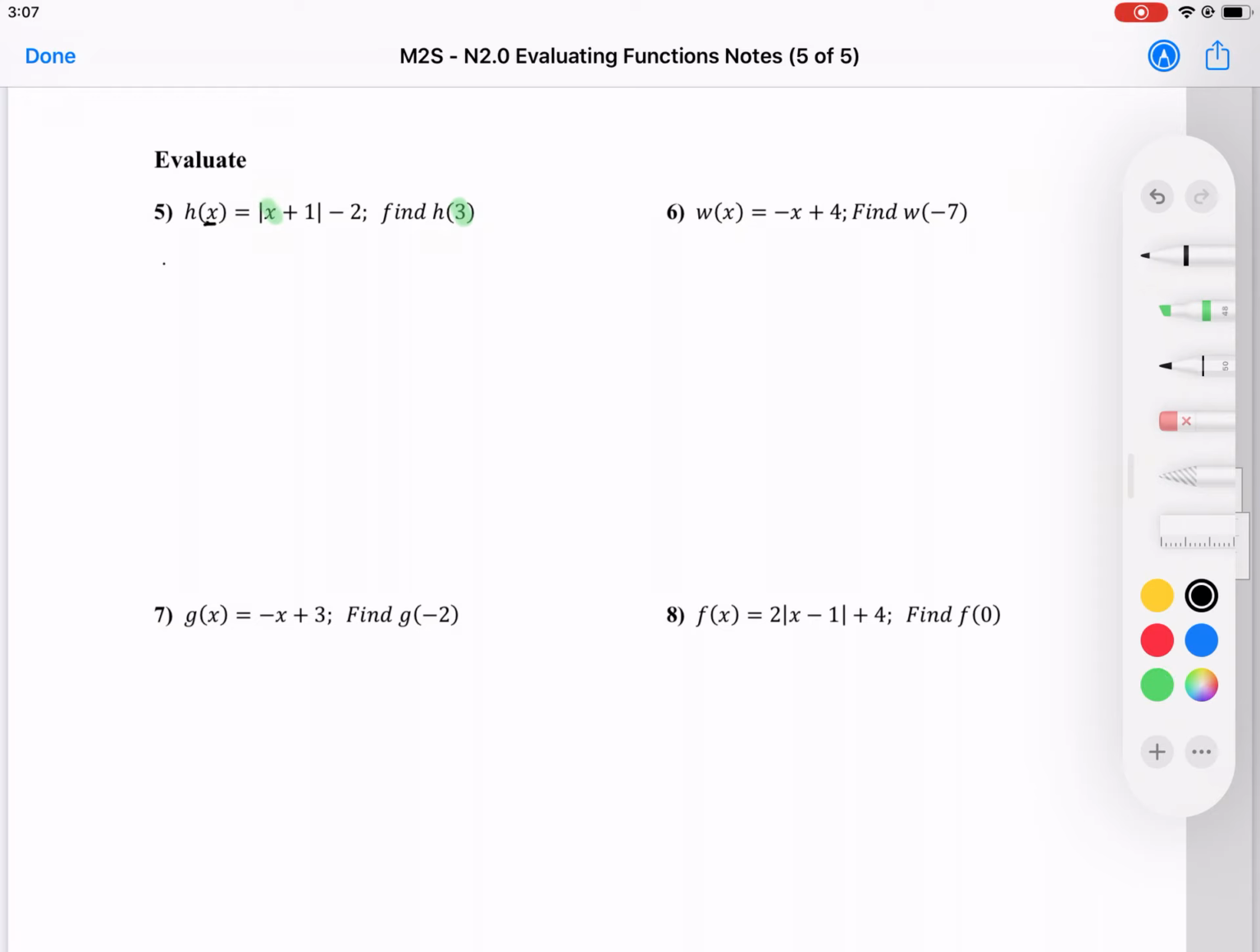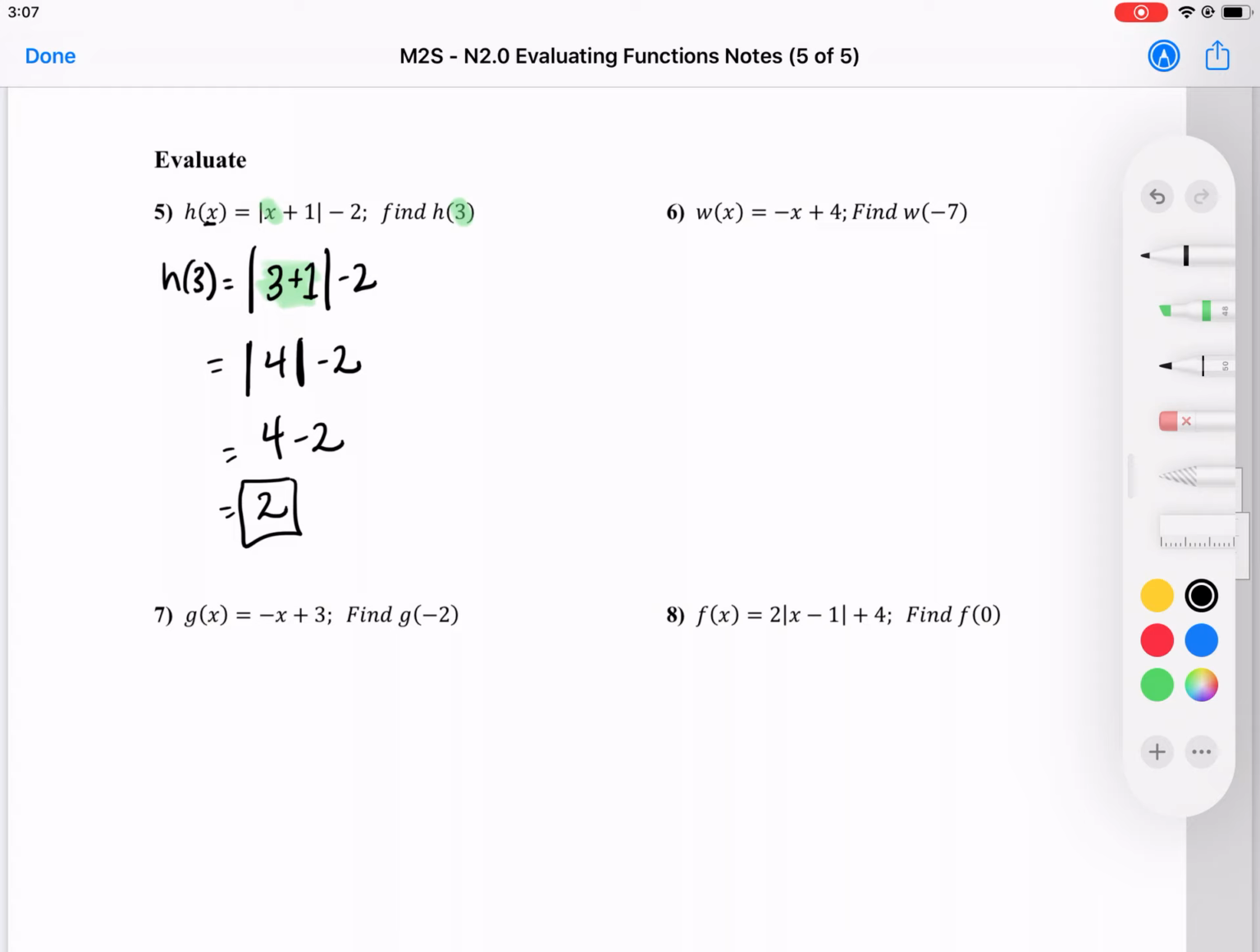So h of 3 is going to be the same thing as the absolute value of 3 plus 1 minus 2. Now when it comes to absolute value, we've talked about it a little bit this year. First thing you want to do is figure out the inside. So 3 plus 1 is 4. Then absolute value is just a distance, so it's always positive, so it'll just stay positive 4. And then we subtract 2 and you get positive 2.